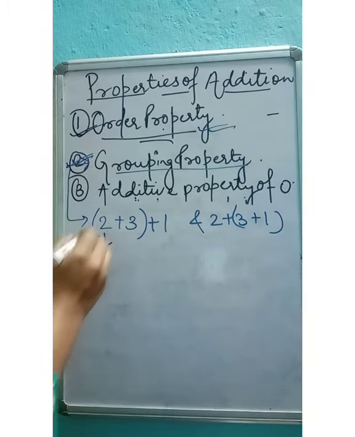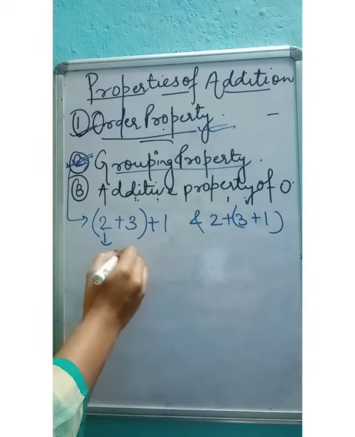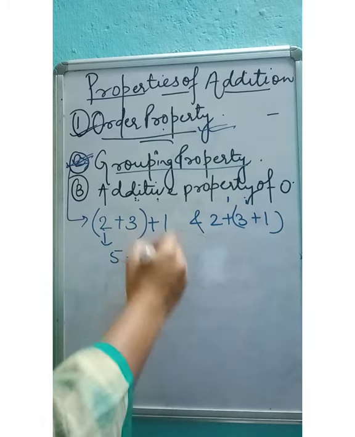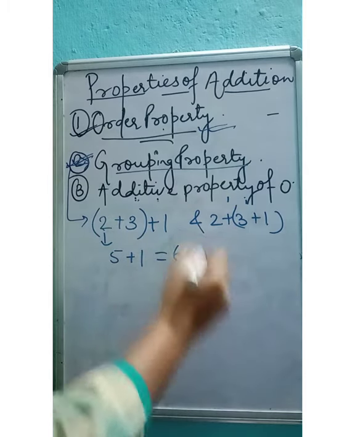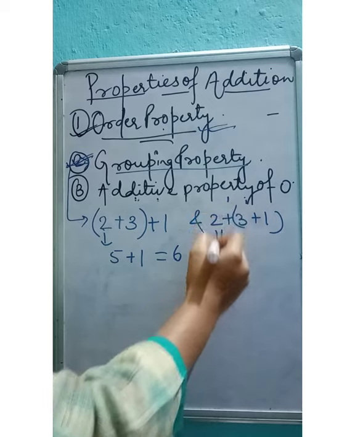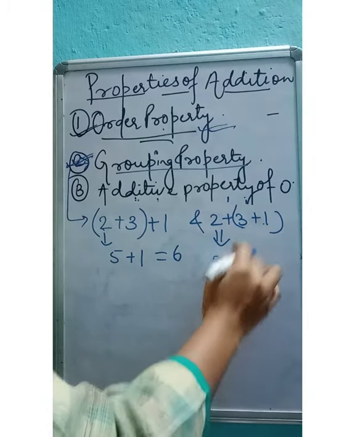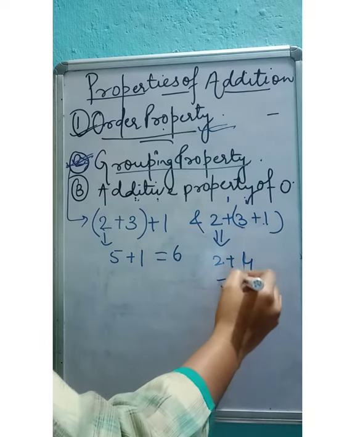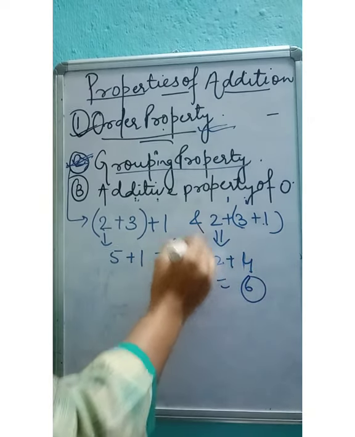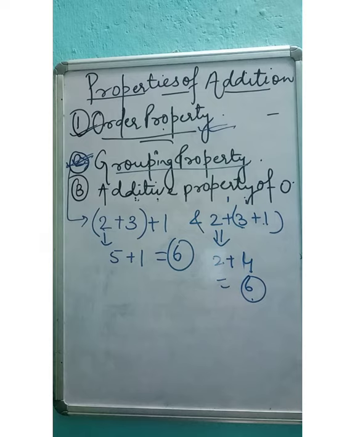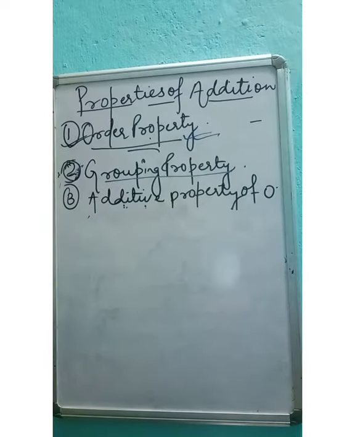First of all, 2 + 3 = 5, plus 1. 5 + 1 = 6. Now have a look at this. 3 + 1 = 4. 4 + 2 = 6. Are the answers same or different? They are same. So we see that in both cases the answers are same.